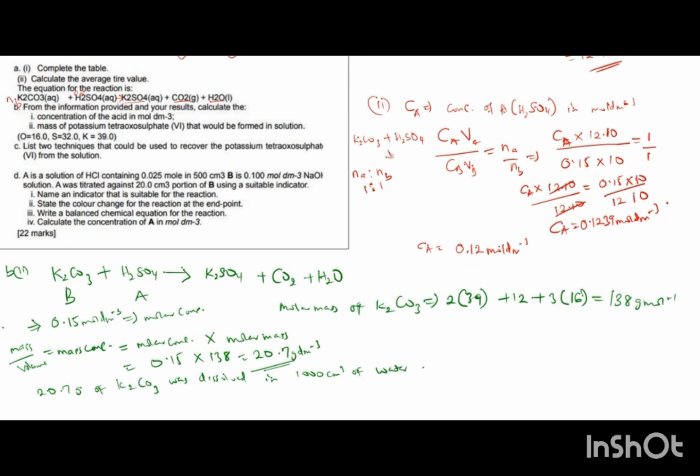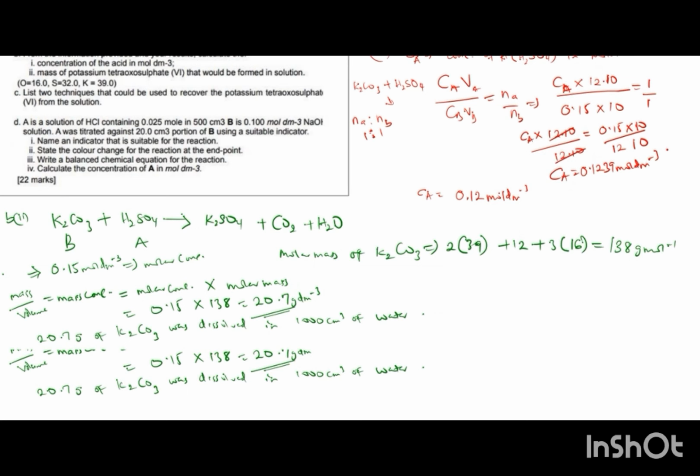So K2SO4 in water, when you dissolve it, it dissolves completely in water. Since it's a salt, it forms a colorless solution. I'm just drawing it. This is the dissolved solution of K2SO4. It's totally dissolved, a colorless solution.